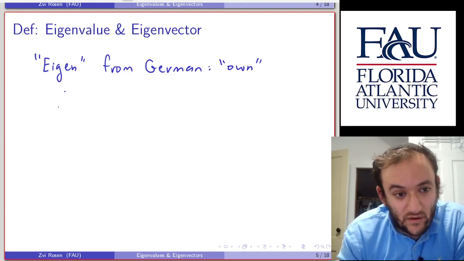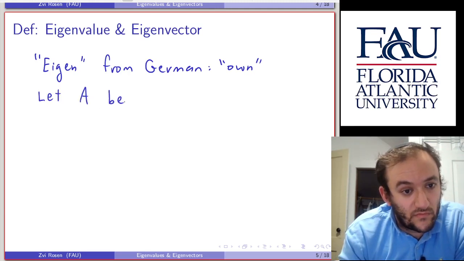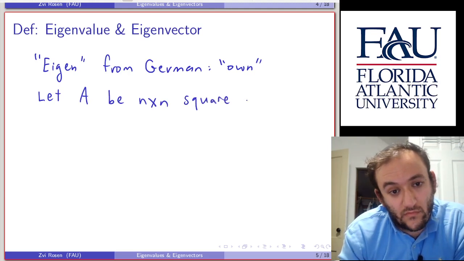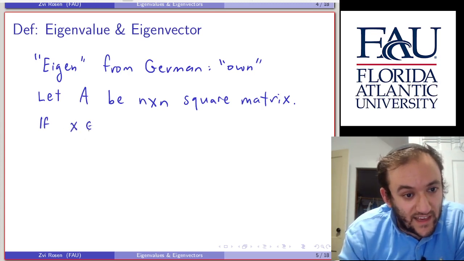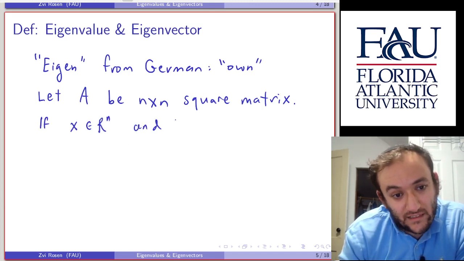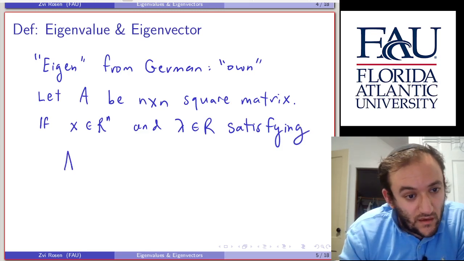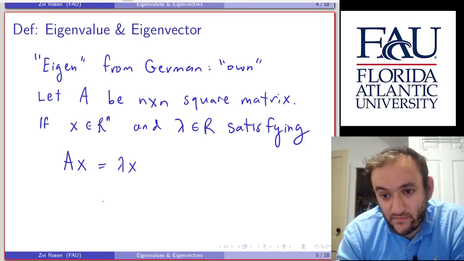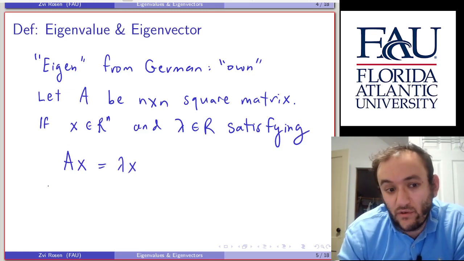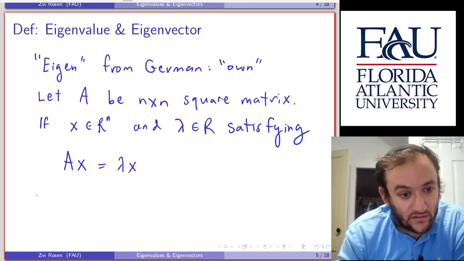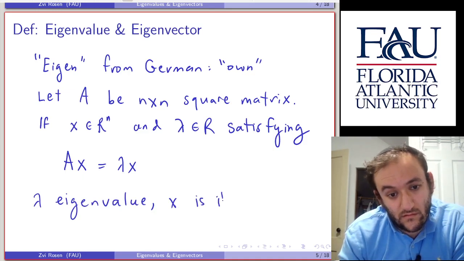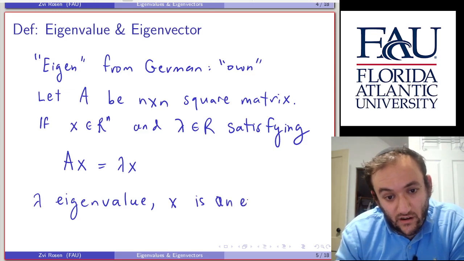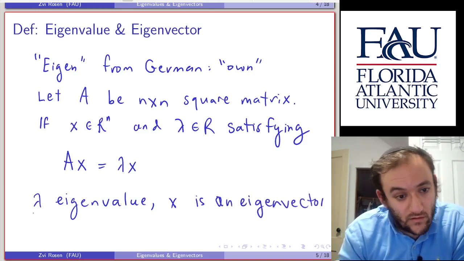Matrix A, so it has to be a square matrix. So if V, or we'll use x, if x is a vector in R^n, and lambda is a real number satisfying Ax equals lambda times x, then we call lambda an eigenvalue, and x its associated eigenvector, or an eigenvector corresponding to lambda.